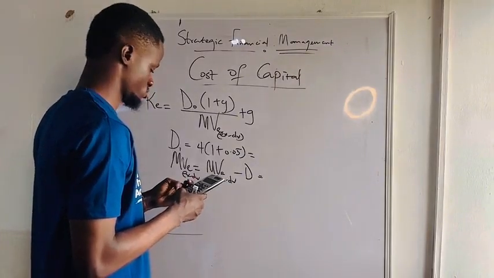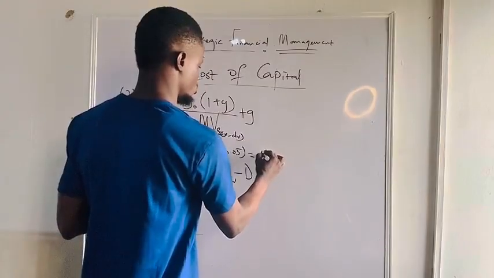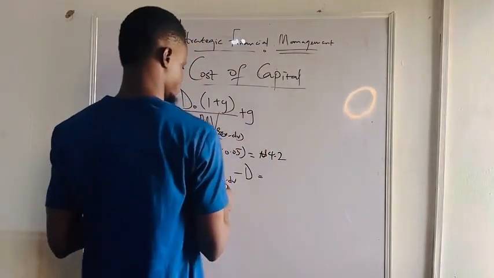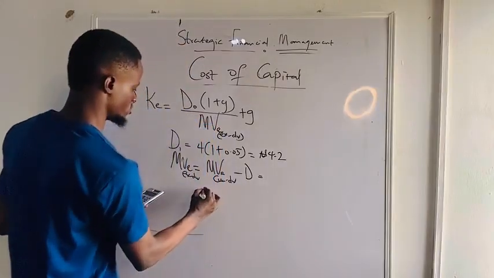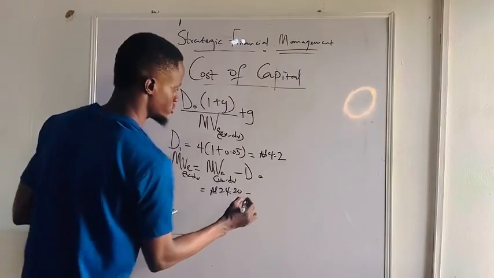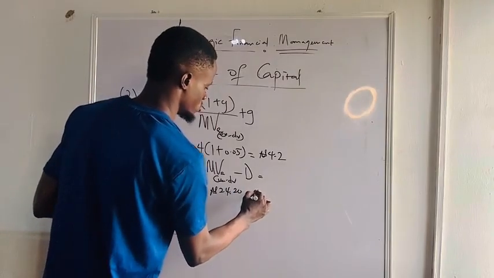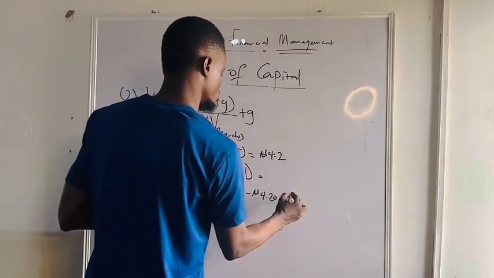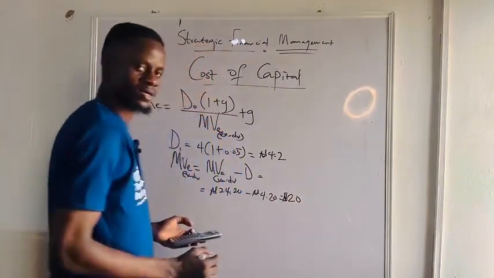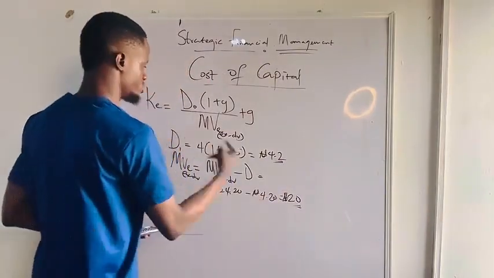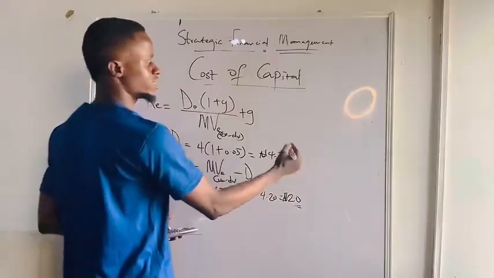0.05. This is 4.2. This is 4.2, and this will be 24.20 minus 4.20. This will be 20 naira. Can you see that now? Simple. So let's put this into our formula now.